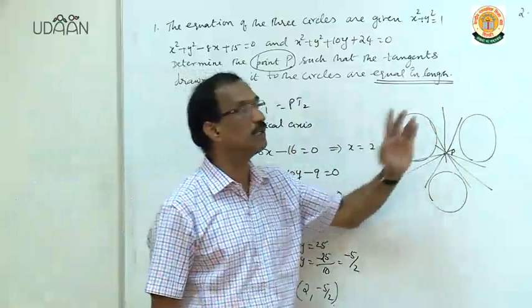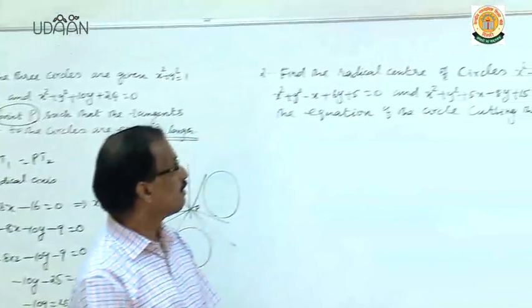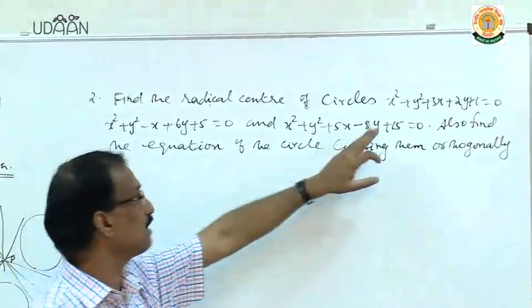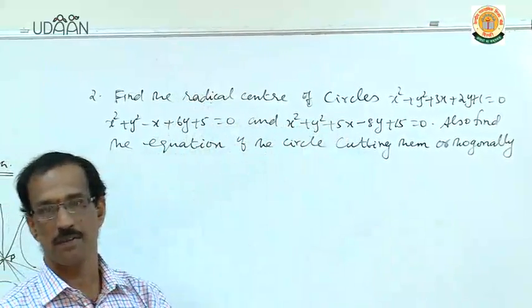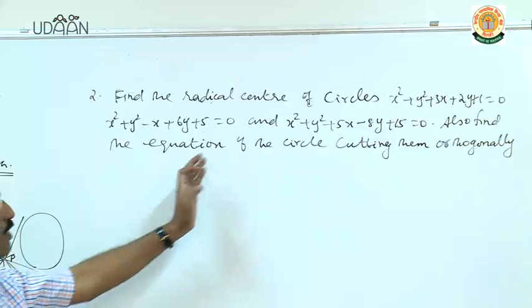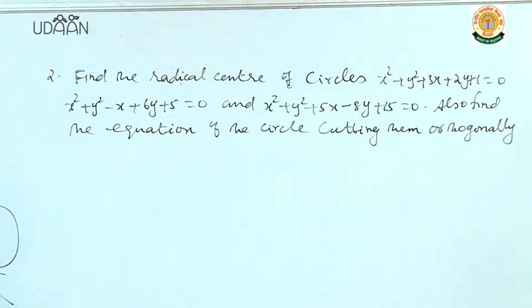Now, let us move on to the second question. It says: find the radical center of the circles given here. There are three circles given. Also, find the equation of the circle cutting them orthogonally. Now try it with the same formulas which we have learnt.